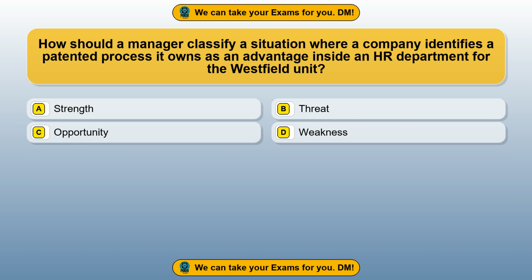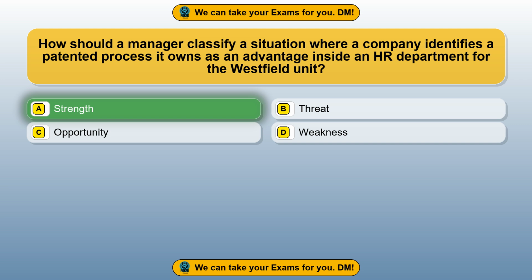Question 23. How should a manager classify a situation where a company identifies a patented process it owns as an advantage inside an HR department for the Westfield unit? Option A, strength. Option B, threat. Option C, opportunity. Option D, weakness. The correct answer is option A, strength.